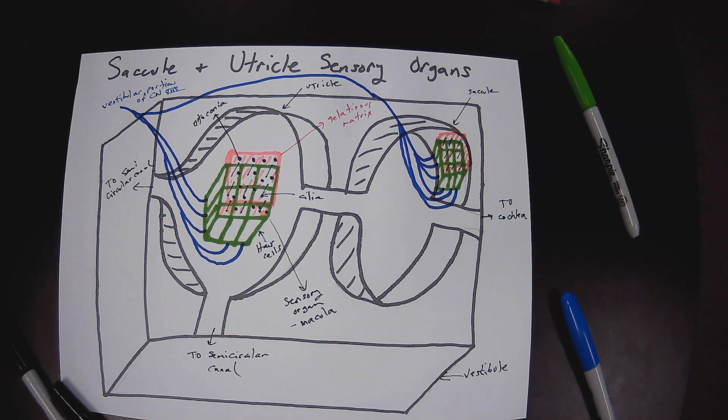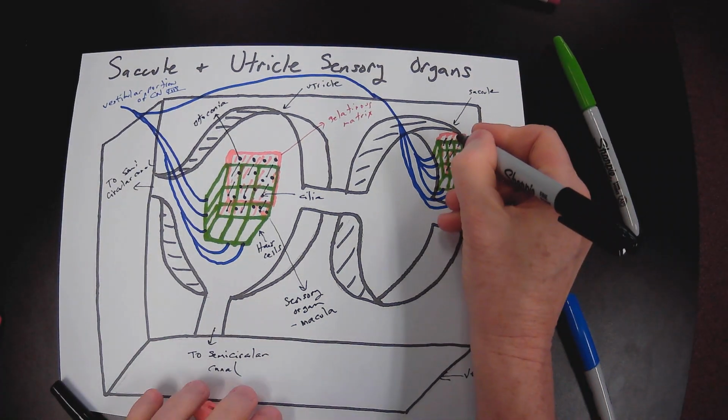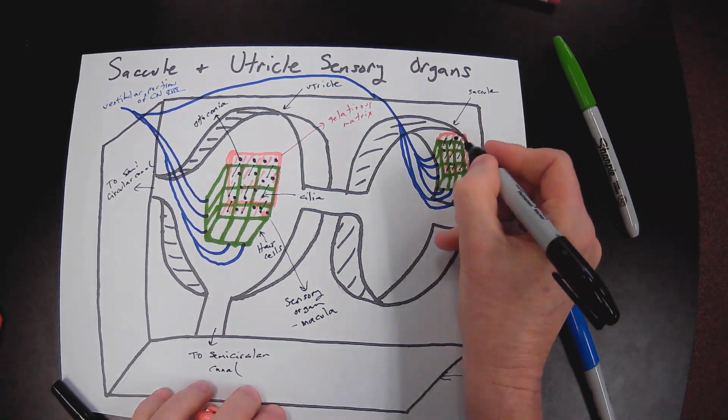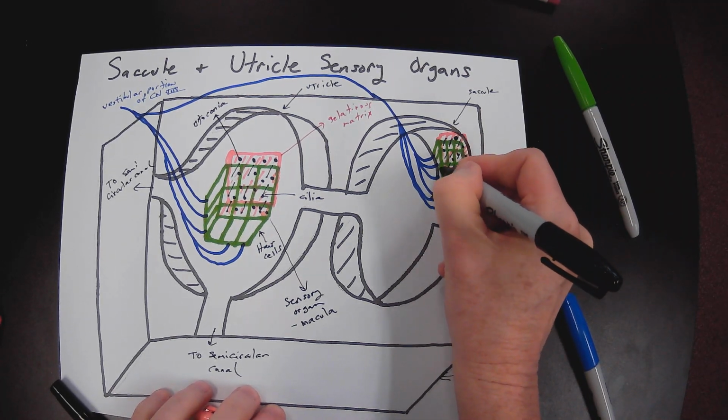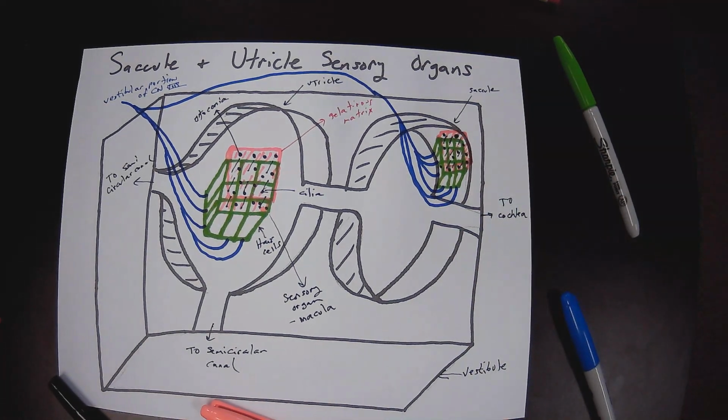Okay, and then on top of the gelatinous matrix, we have our otoconia. It just adds a little bit of weight to the system. So now, gravity is going to affect the up and down. And this is the one that gets activated. So for example, if you're riding in an elevator and you can feel that you're going up or going down, that's the job of the saccule.